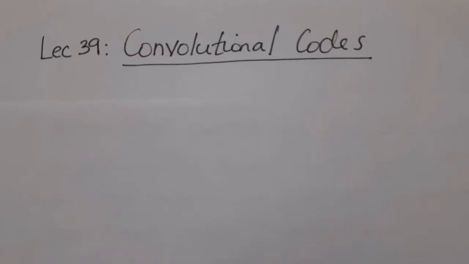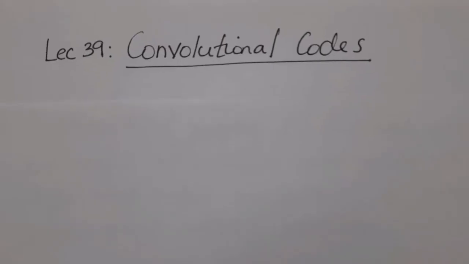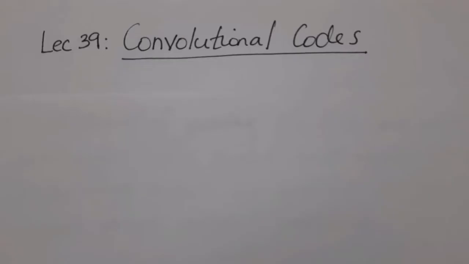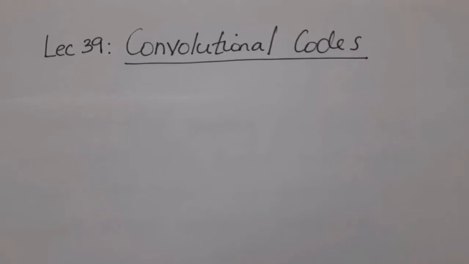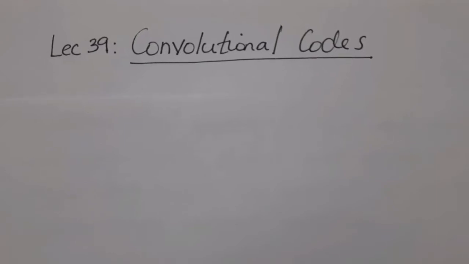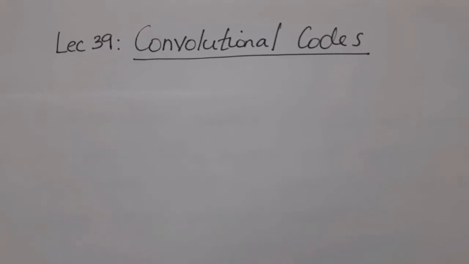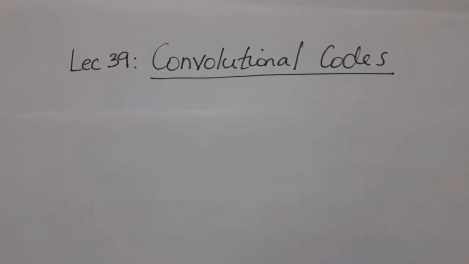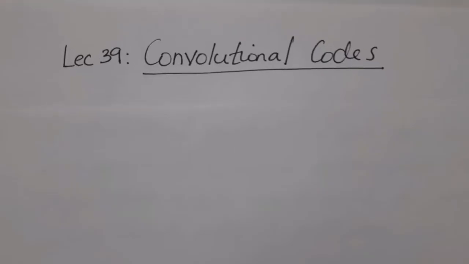Hello everyone, today we will discuss convolutional codes. As we know, in the case of block codes, the encoder takes a k-bit message block and produces n-k parity bits to generate a code word of length n bits. That is, code words are produced on a block by block basis. Thus, the encoder for a block code requires a buffer for storing k message bits.